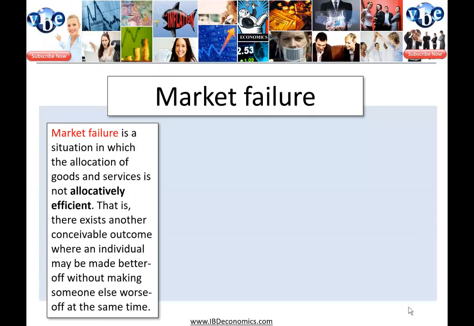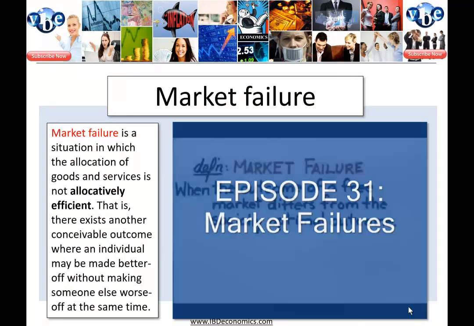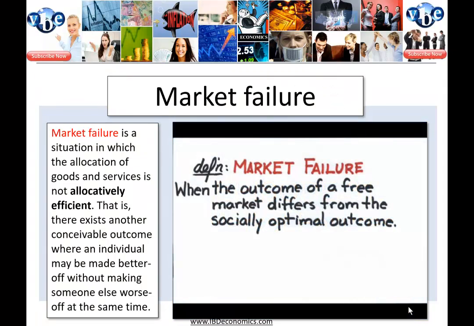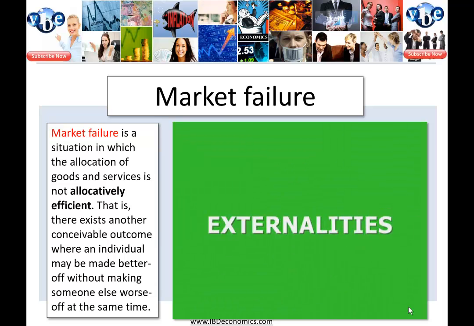Externalities are market failure. What is a market failure? When the outcome of the free, unhindered market differs from the socially optimal outcome, then the market has failed. Okay, let me give you some different types of market failures and examples of each so that you can see how the outcome in each case is not socially optimal. Let's look first at externalities.